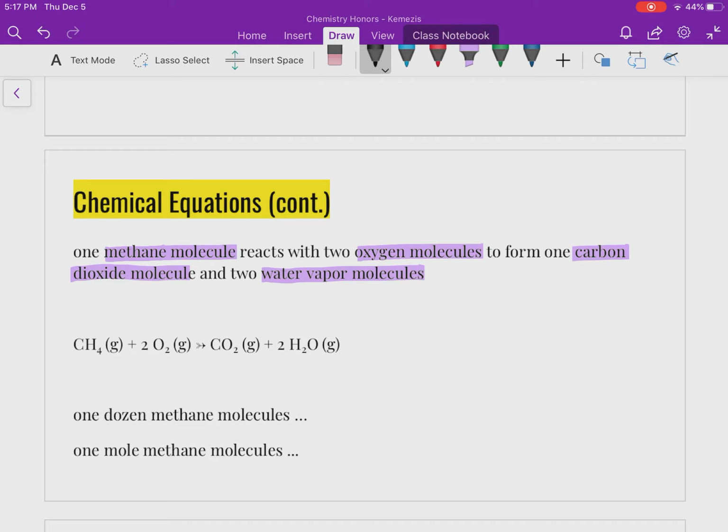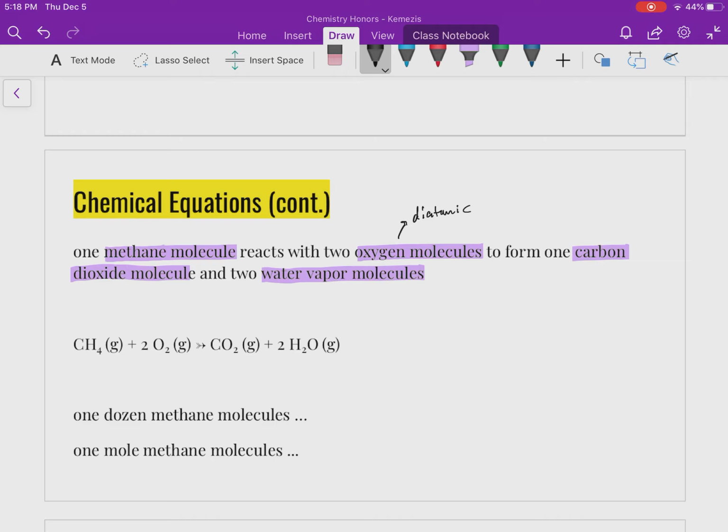Methane is CH4, so that's the common name, methane. You could also call it carbon tetrahydride. Oxygen molecules, remember, oxygen is diatomic. So we would have to write O2, super important, because it changes the balancing if you don't have a 2 as a subscript there. It changes the coefficient that goes in front. And it forms 1 carbon dioxide molecule, and we know that that is a molecular compound because of the naming, because it has the prefix, and 2 water vapor molecules.